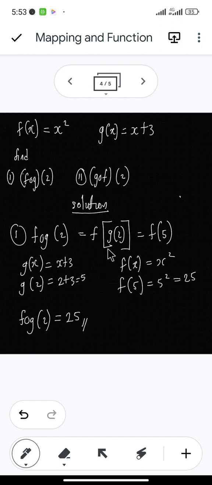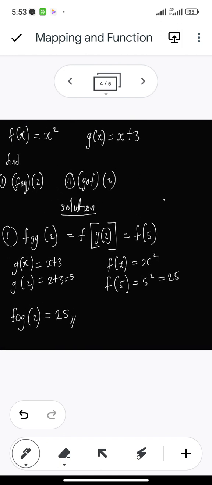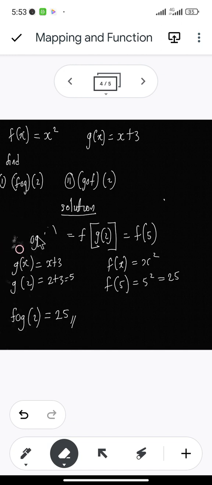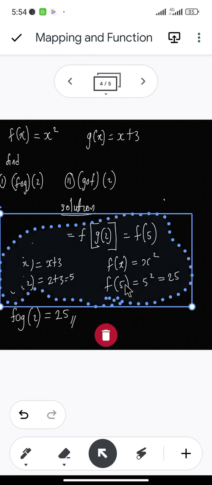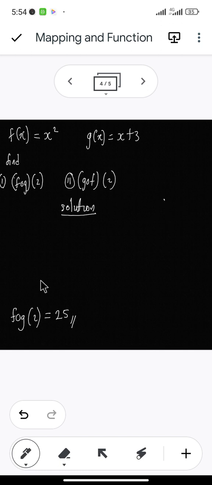Now we're going to check if this is also going to give us the same answer. So let me quickly erase this. So g of f of 2. Now the first step is to write g. Then you open your bracket and you write f of 2. Now we're going to solve for f of 2 first.